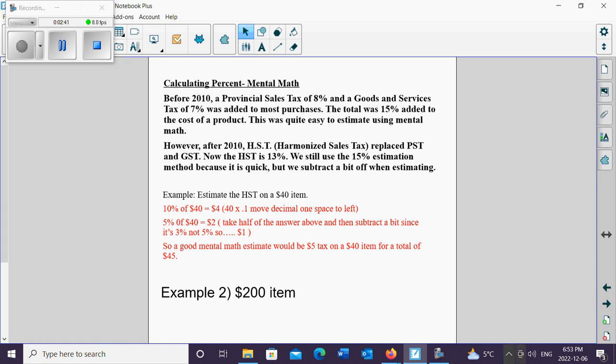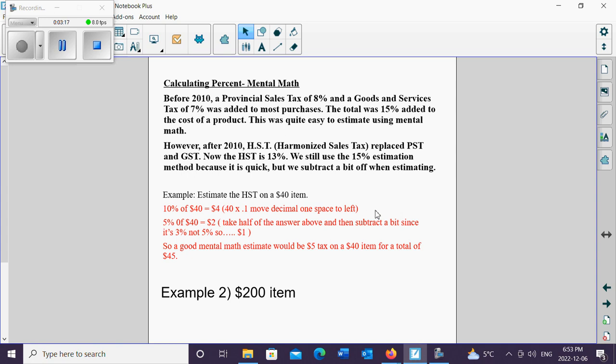Anyhow, here's an example about how we do it. So if we were trying to estimate what tax is on a $40 item, the first thing we do is we take 10% of it. And we know that 10% as a decimal is 0.1. And when we do that, we take 40 times 0.1, and that is going to equal 4, because 40 times 0.1 is 4. You move the decimal place 1 over. It's mental math. We've done this. And if $4 is 10%, well, half of that is $2, and that would be 5%.